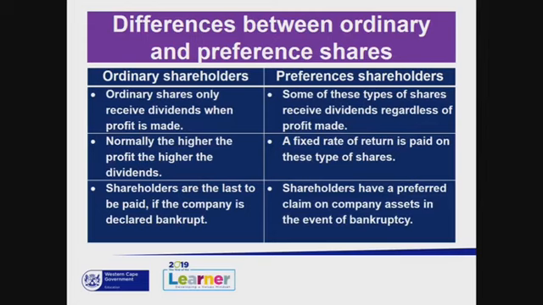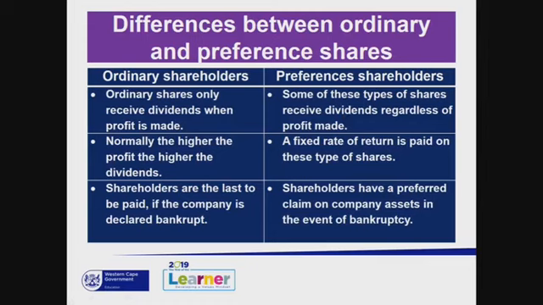Okay, so before we go through the differences, we're looking at the difference in the shares. For instance, in the first bullet, we're looking at the difference in dividends. Ordinary shares only receive the dividends when profit is made. But preference shares receive the dividends regardless of the profit made. So that's where it comes to the preferential treatment, if I could call it that.